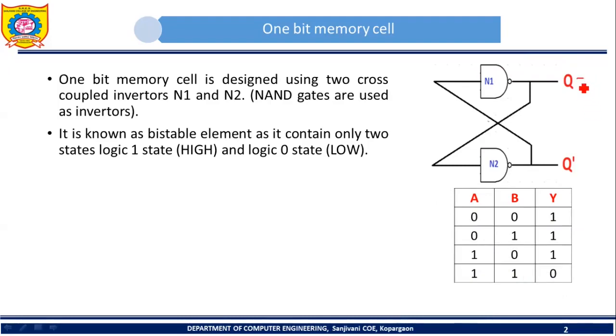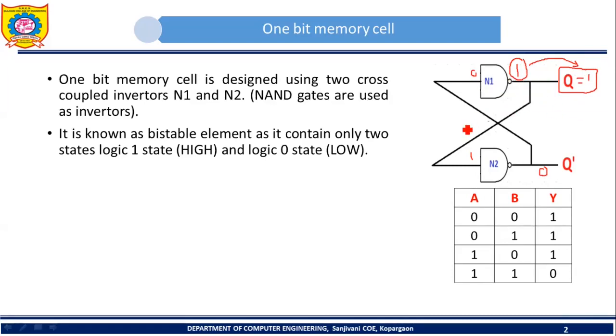Now assume that Q is 1. So if Q is 1, then what will happen in this circuit? Here we have made this assumption that Q is 1. So this 1 will become input to N2. Output of N2 will be 0. This 0 will become input to N1. Output of N1 will be 1. So again we started with this assumption, and after performing analysis, at the end again we reach 1. So this confirms our assumption.